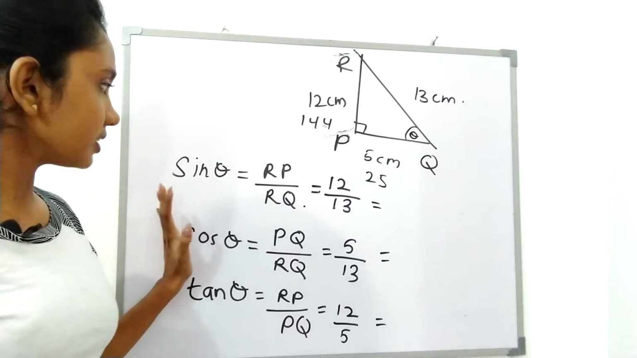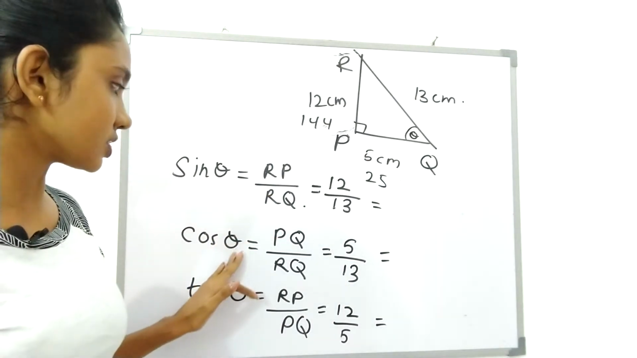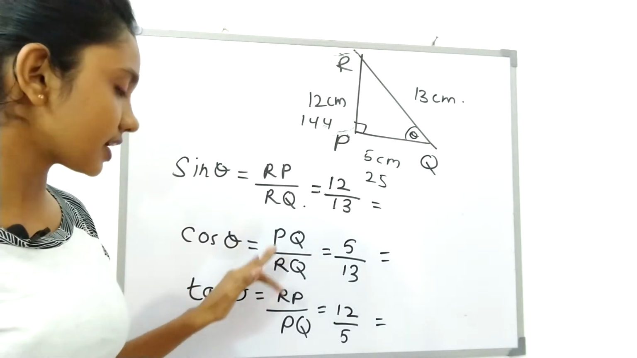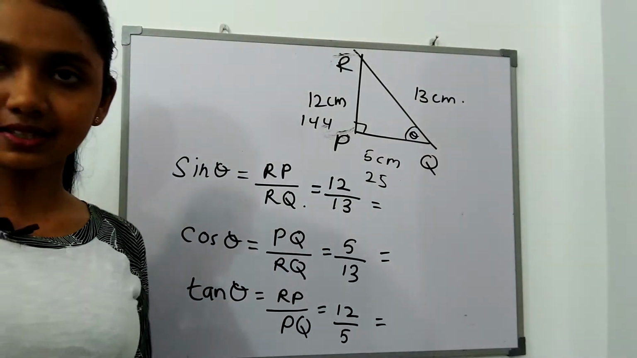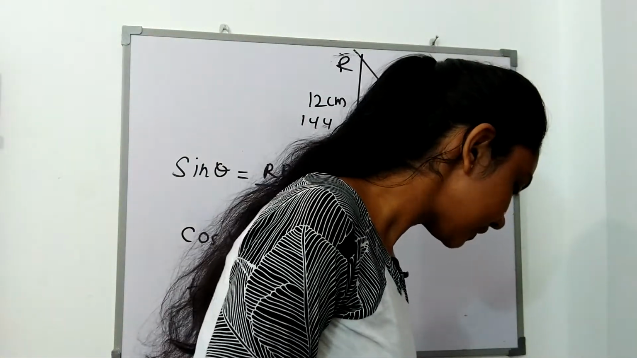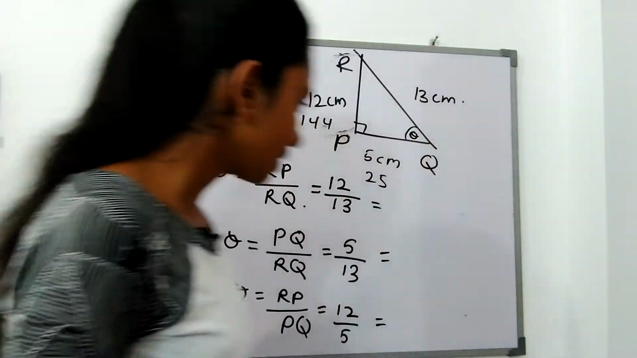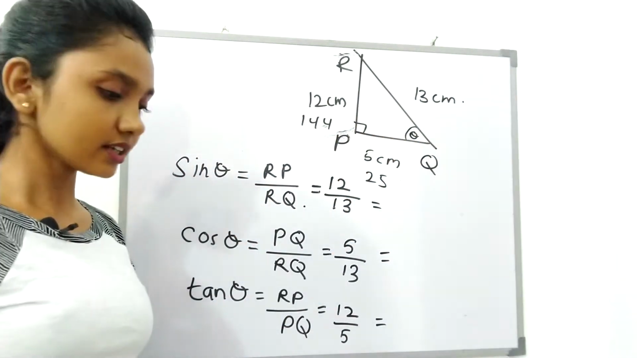This is the way. Sine theta means opposite side over hypotenuse. Cos means adjacent side over hypotenuse. Tan means opposite side over adjacent side, right? Then children, I told you using this you can find this angle theta.